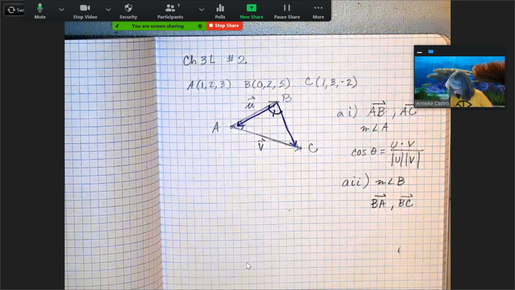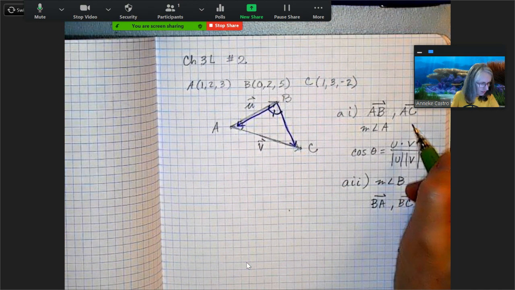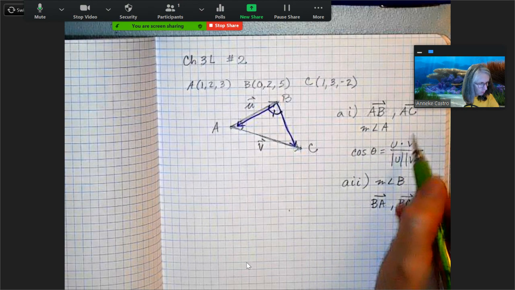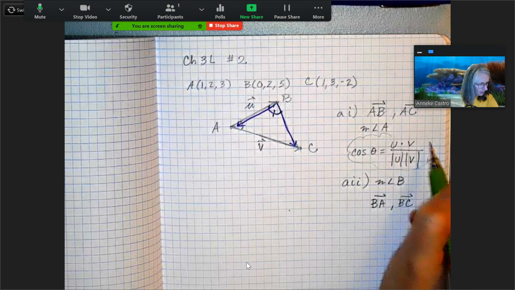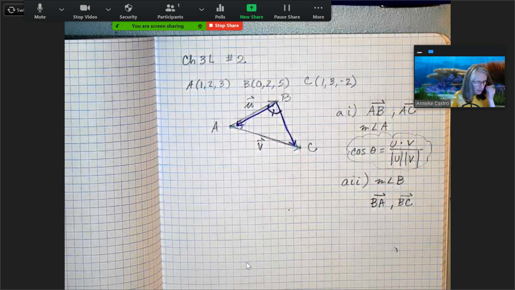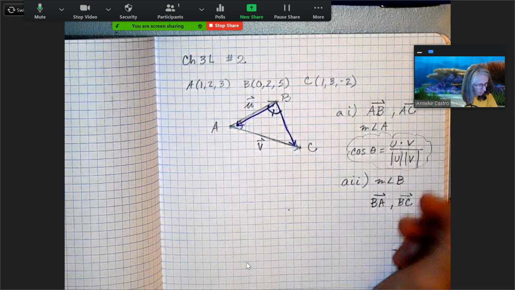Then it says find all the angles of the triangle. They've set us up for success here. They've said use these 2 vectors, and here's the formula to find the angle between 2 vectors, so that's going to help us find the measure of angle A. Now, the next question is, what is the vector AB? I'll help you with that one.